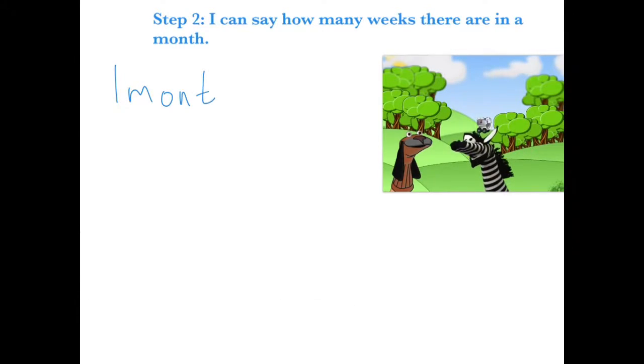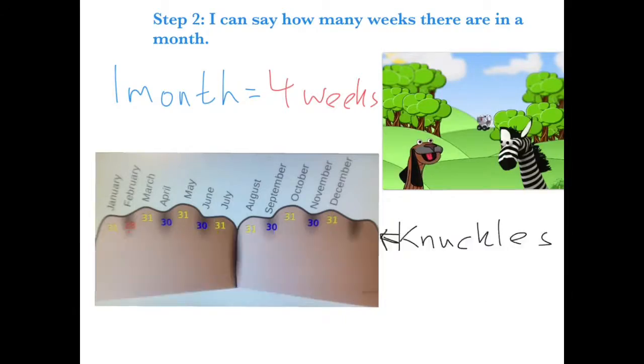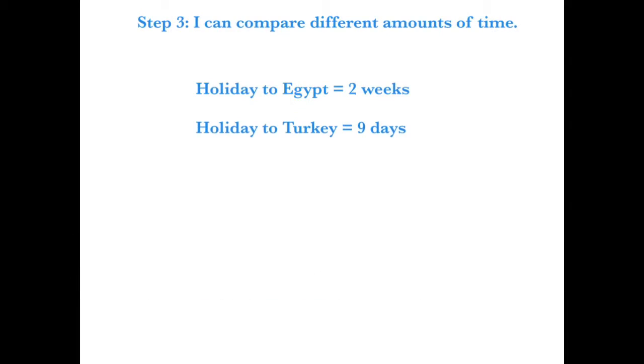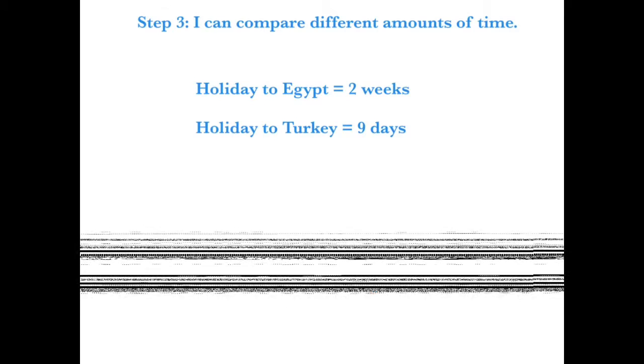A great way to remember how many days there are in a month is to use your knuckles. Look at the picture. Can you see that every knuckle on your hand is 31 days? And every dip between your knuckles is 30 days. Well, except for February. That one tries to confuse everyone. So let's see if we can compare different amounts of time.